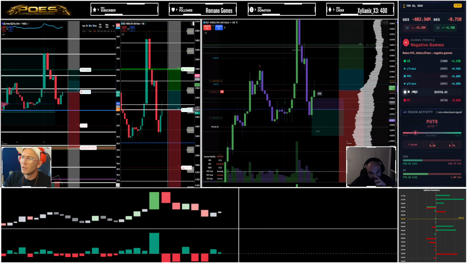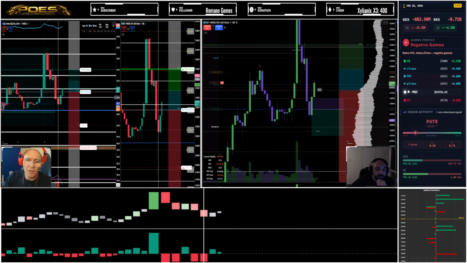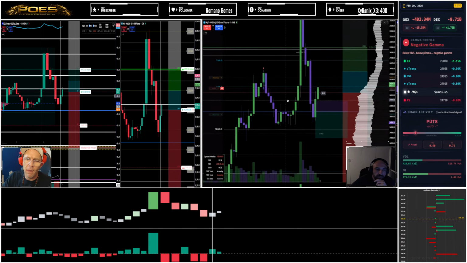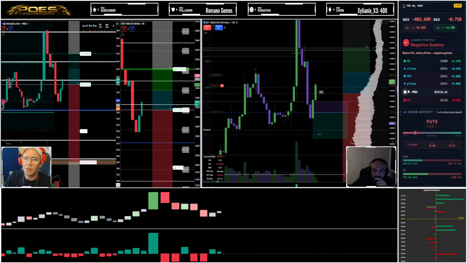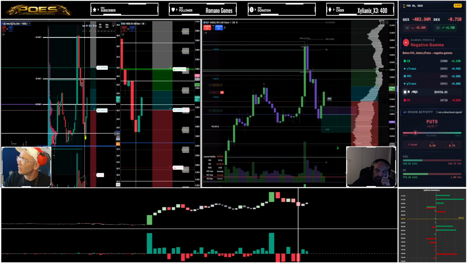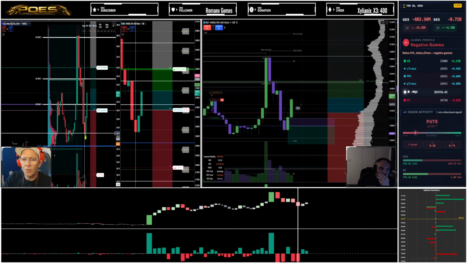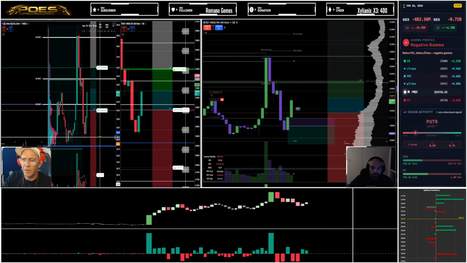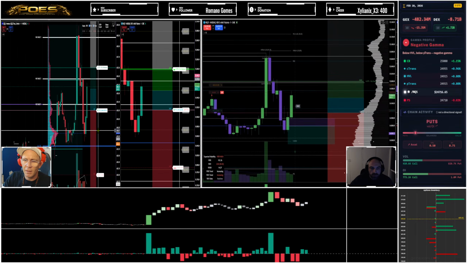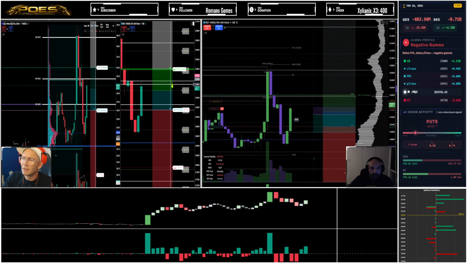T1 rejection. See a little bit of reluctance on the buy pressure here. On our previous pocket, so we came straight off that point of control. Very weak buys coming out of that. Don't trust that.